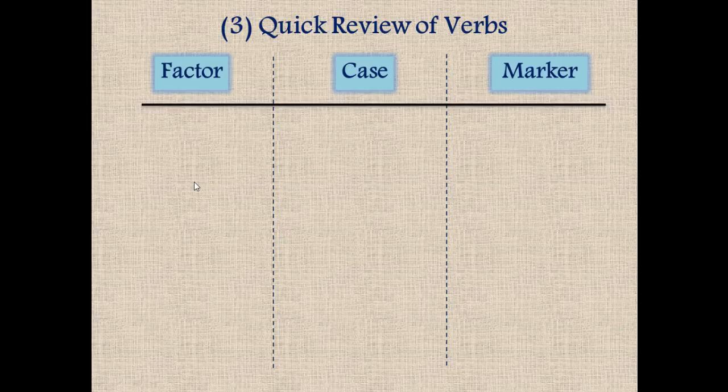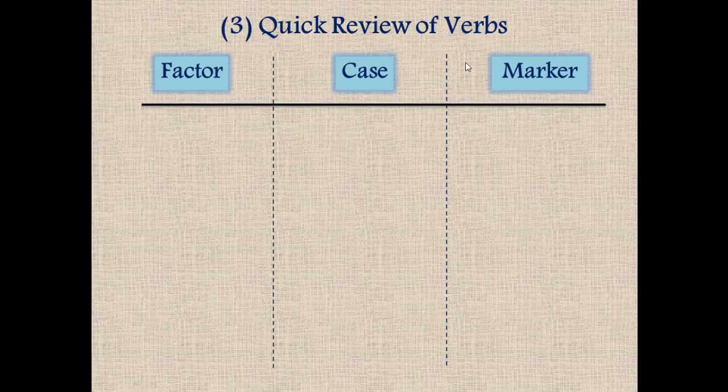As for the second diagram, I want to introduce briefly what I call the factor case marker system. It's a three-part system which I find very logical, accurate, and intuitive. So this is a very straightforward approach in grammatical analysis. What you're doing is you're asking yourself three questions. Number 1, what is the factor? Number 2, what is the case? Number 3, what is the marker? Factor, case, marker, in that exact order.